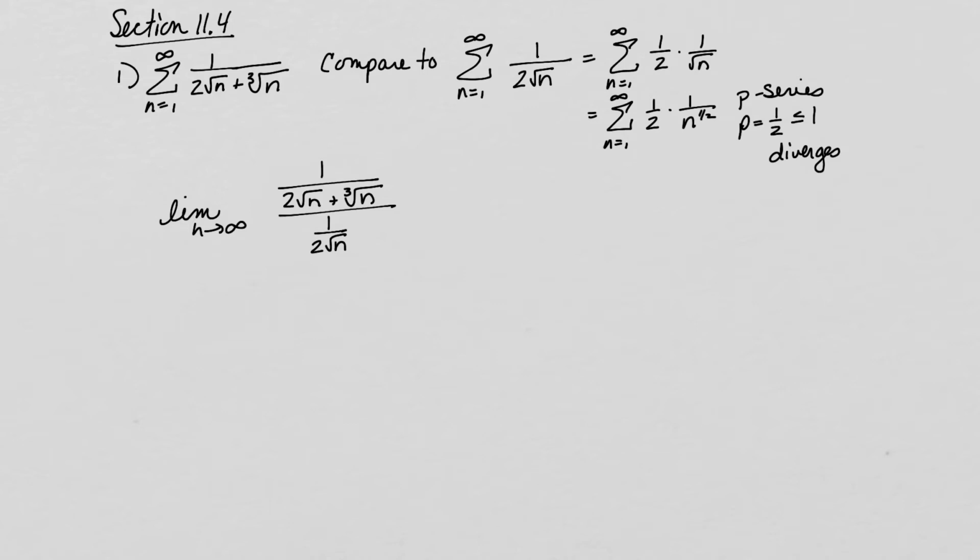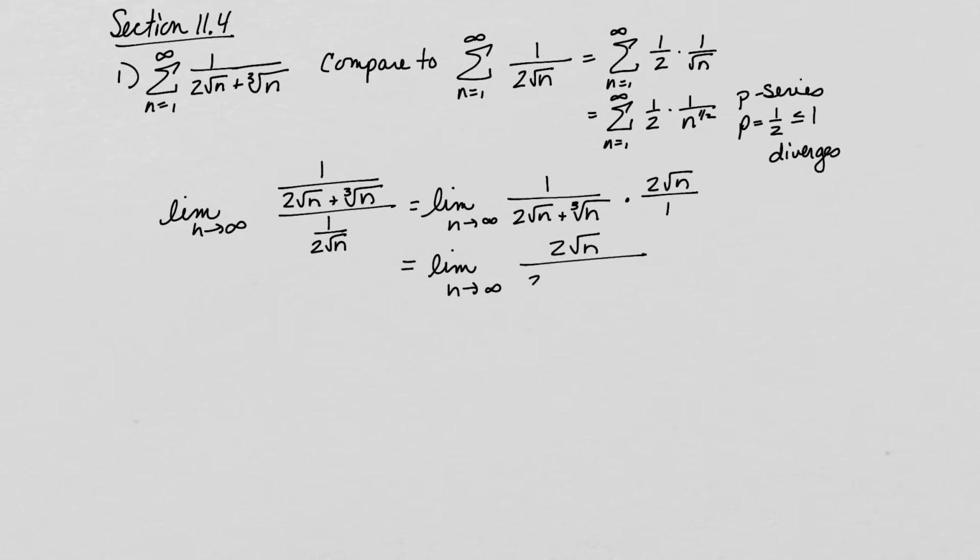By basically just doing keep, change, flip, this is the same as the limit as n approaches infinity of 1 over 2 square root of n plus the cube root of n, times 2 square root of n over 1, or the limit as n approaches infinity of 2 square root of n over 2 square root of n plus cube root of n. And if I plug in, I end up with infinity over infinity. So if we do L'Hopital's rule, we get the limit as n approaches infinity.